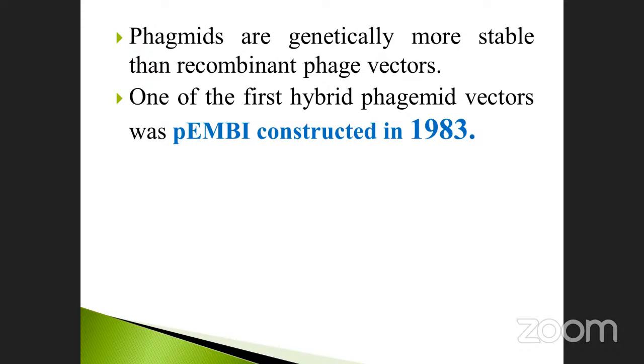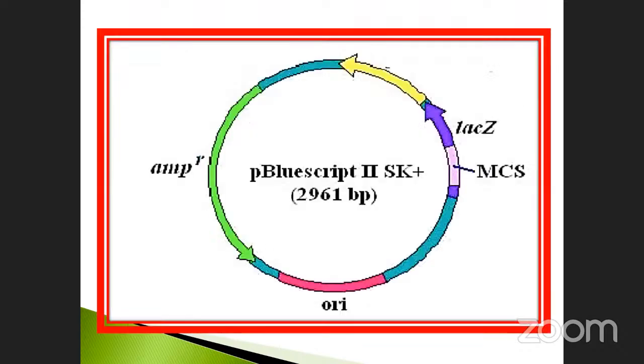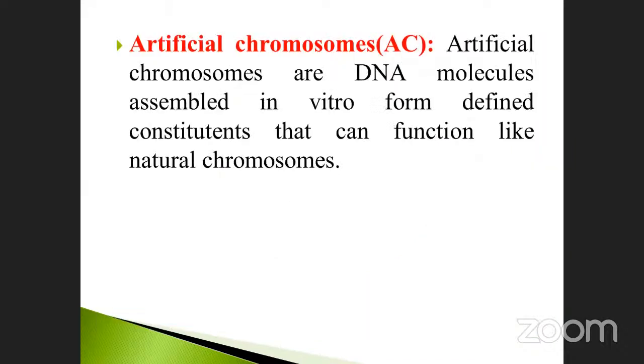Just like the EMP pathway already studied in glycolysis, isn't it? The Embden-Meyerhof-Parnas pathway. Just like that, you can remember the plasmid pEMBL, just for your examination point of view, for identification only. But it has a specific name, plasmid pEMBL, constructed in the year 1983, just like a phagemid. See the structure of Bluescript, 2961 base pairs.